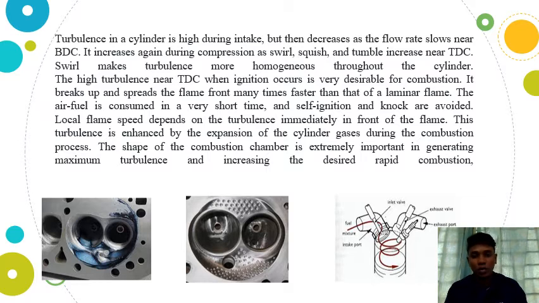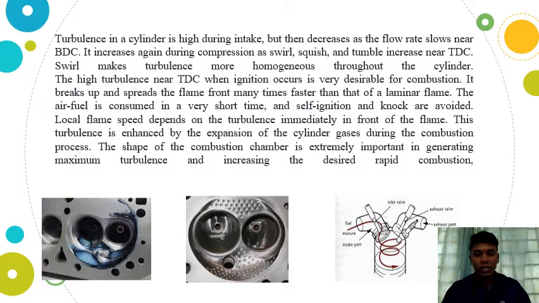Swirl makes turbulence more homogeneous throughout the cylinder. The high turbulence near TDC, when ignition occurs, is very desirable for combustion. It breaks up and spreads the flame front many times faster than that of a laminar flame. The air-fuel mixture is consumed in a very short time, and self-ignition and knock are avoided. Local flame speed depends on the turbulence immediately in front of the flame. This turbulence is enhanced by the expansion of the cylinder gases during the combustion process.